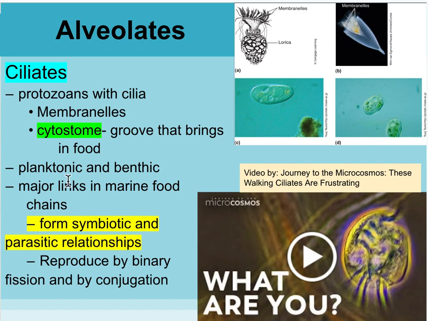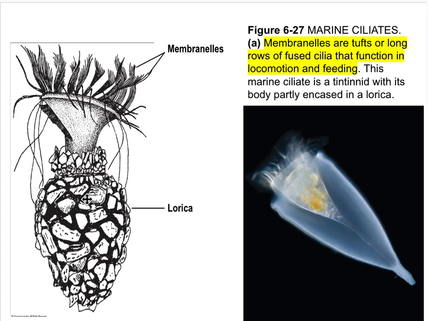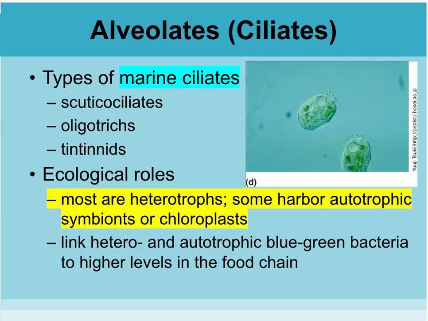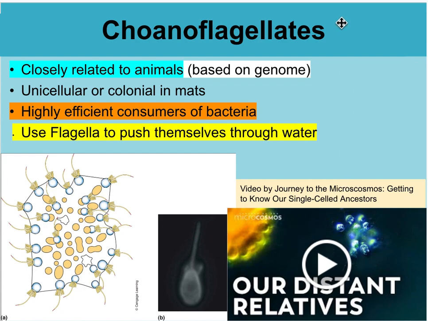So they can form symbiotic and parasitic relationships. Here's just another picture of them, and it shows all the cilia and what it looks like up close. So with these ciliates, most are heterotrophs where they're eating other things and they use that cilia to bring it in, although some of them are symbiotes, or they have chloroplasts that they have brought inside of them to make them food.